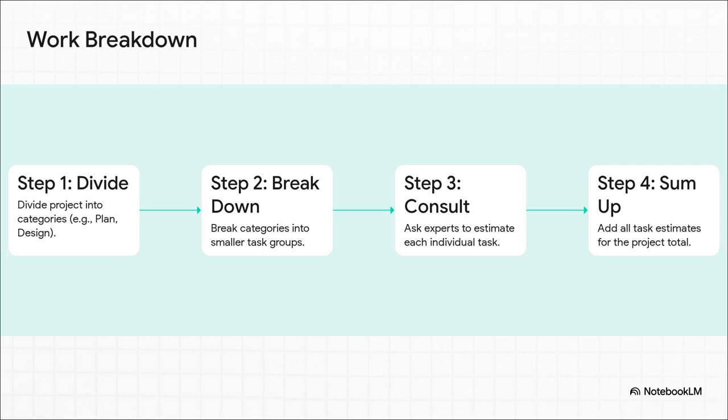Now, the expert-based method, that often uses something called a work breakdown structure. It sounds complicated, but the idea is simple. You take the whole project and you chop it up into big categories, like planning or design. Then you chop those up into smaller groups of tasks. Then you go to your experts, the lead developer, the main tester, and you ask each one to estimate just their little piece. You add it all together, and bam, you've got your full project estimate.